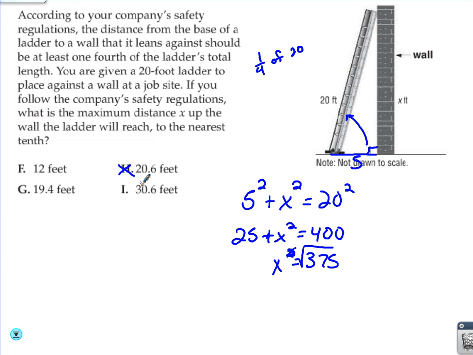No. 30 times 30, that's going to be over 900. 12 times 12 is 144. So I'd say it would be 19.4 feet. Okay. That makes sense. You don't even have to have a calculator for it. We use common sense.